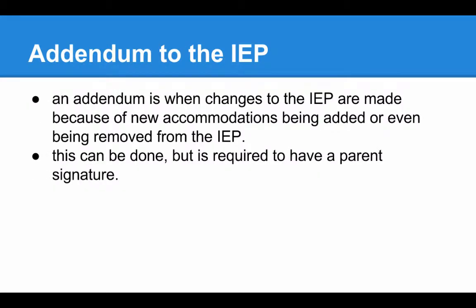An addendum to the IEP is when changes are made. If new accommodations are being added, or even if something's being removed from the IEP, it is considered an addendum. This can be done, but it is required to have a parent signature, of course. And that is the IEP.